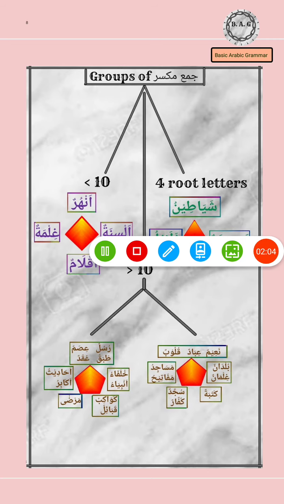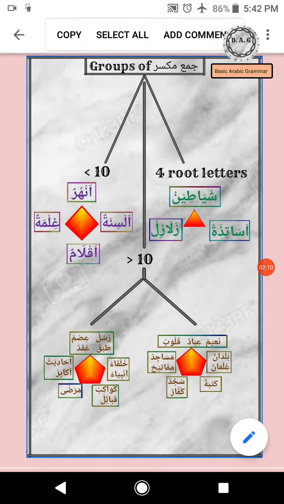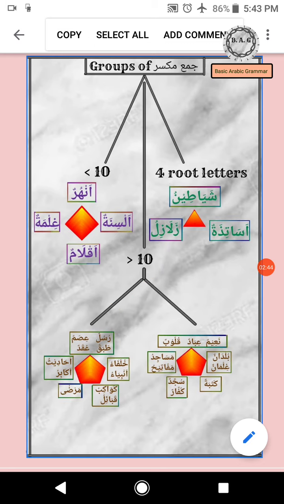So all right, now what have I done here? This is, as I mentioned earlier, these are the three major groups. If the asma are more than 10 in number, then these patterns are used, all right, and if the asma are less than 10 in number, then these four patterns are used, and if it is one of the three patterns for four root lettered words, then we have this group here. All right, so that's how I like to study. So let's begin.